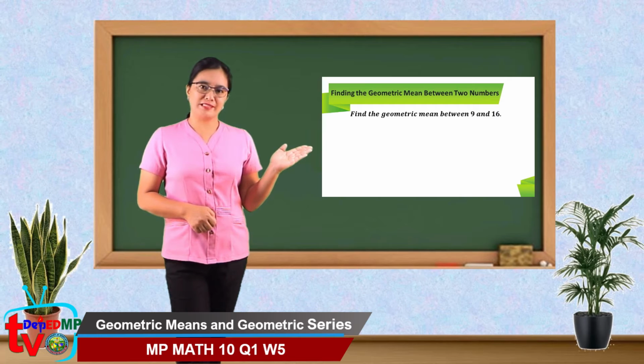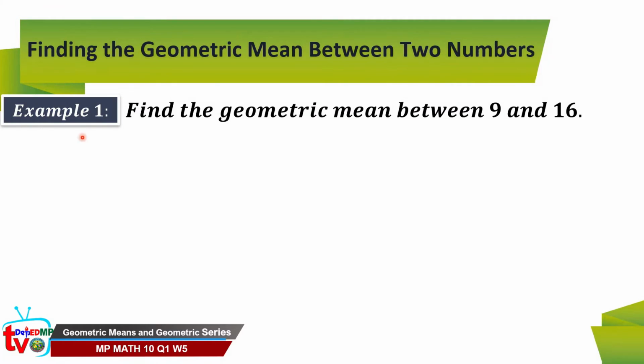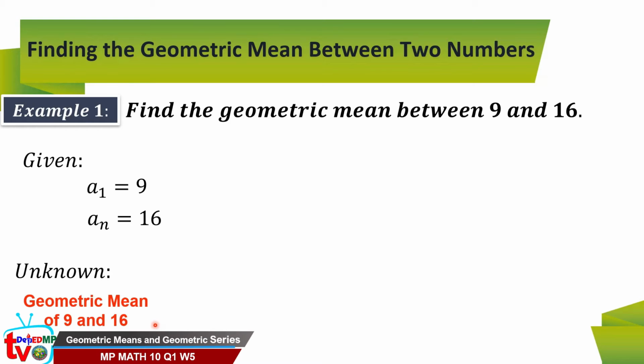Consider the following examples. Example 1 tells us to find the geometric mean between 9 and 16. The two numbers involved here are 9 and 16, and they are considered as the first term and last term respectively. They are the given values in the problem, and we are asked to solve for their geometric mean.